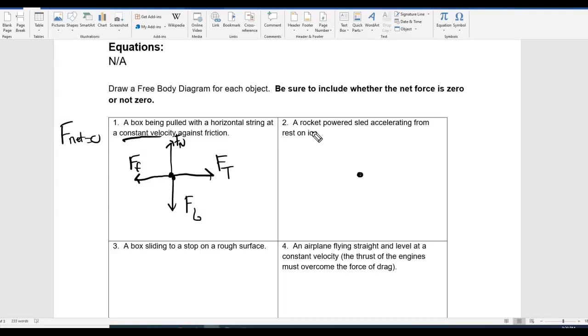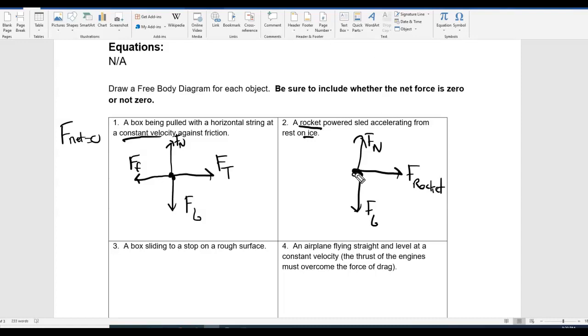This one, there's a rocket. I don't even know what you would call that force. So guess what? I'm just going to call it F rocket. Okay. It's on ice, so that probably means there's no friction. Anytime it says smooth surface or ice, that probably means there's no friction. There is a normal force because ice is a surface. And there's a force from the rocket. You could probably call it F thrust or something like that. I'm going to call it F rocket. Okay, the force from the rocket making it accelerate.